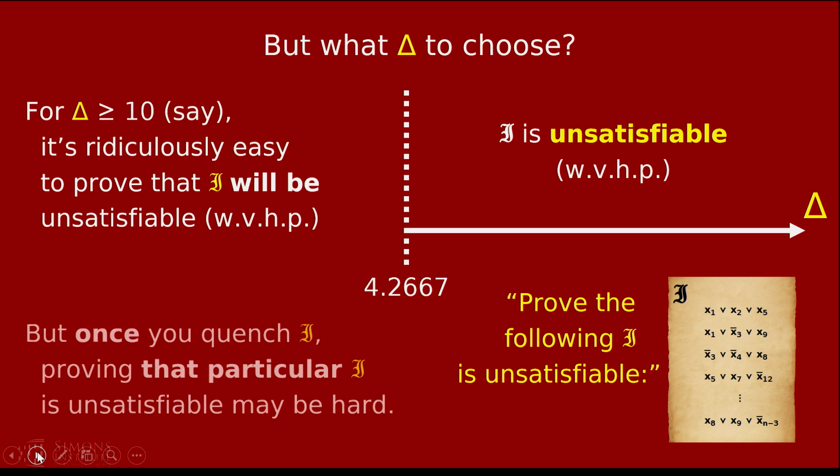But the thing is, see, once you actually quench that instance, once you actually draw it, and put it down on the piece of paper, prove that this particular instance is unsatisfiable, that could actually be hard. Okay, so the students may well know that you drew this instance uniformly at random with delta equals 10. But once they're actually face-to-face with the instance, it may be hard to actually prove it's unsatisfiable. Okay, the student could write down a whole truth table for all the possible assignments to x and check that none of them work. But that'll take 2 to the n time, and the student doesn't have time for that.